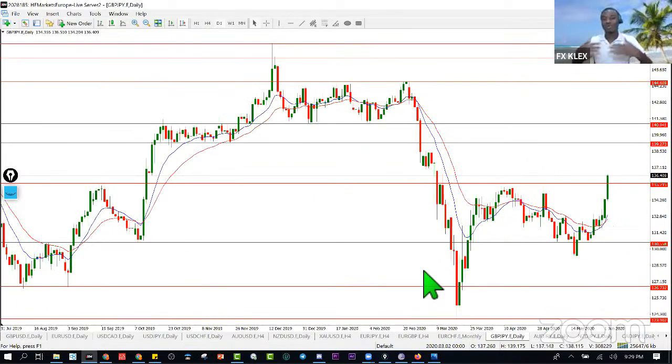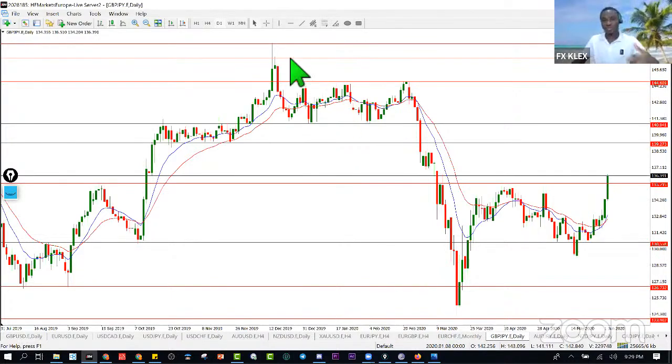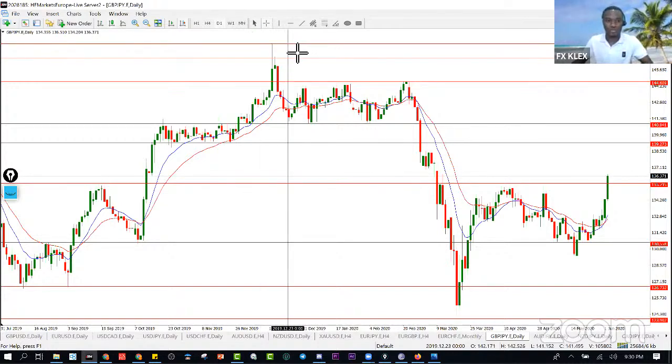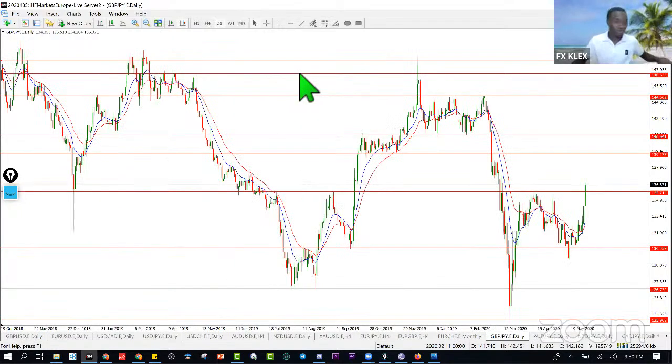On the chart of the British pound sterling against the Japanese yen, you can see how we implemented our key level structure right here. So we're able to know the right place to look for trade opportunities, and the right place to set our stop loss, our entry zone, and our take profit target. I want to show you the distance between this swing high right here and this swing low right here. You can see this zone is 132-133 pips away. To execute a trade here is going to be very difficult.